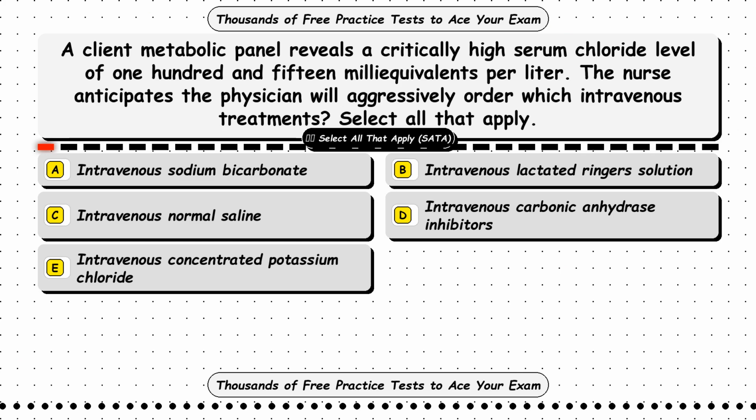Question 136. A client metabolic panel reveals a critically high serum chloride level of 115 milliequivalents per liter. The nurse anticipates the physician will aggressively order which intravenous treatments. Select all that apply. Option A, intravenous sodium bicarbonate. Option B, intravenous lactate Ringer's solution. Option C, intravenous normal saline. Option D, intravenous carbonic anhydrase inhibitors. Option E, intravenous concentrated potassium chloride.